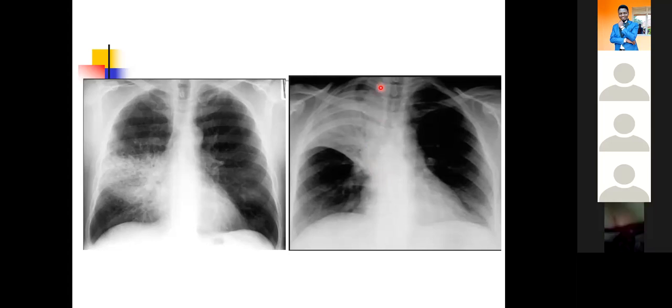Again, there is an opacity, this time in the upper zone. Before, it was in the mid zone on the right, but this time it is in the right upper zone. We can clearly see that it also has a silhouette sign with the superior mediastinal border on the right. But I want you to look deep within this area of opacity. Do you see that there are some black tubular structures or features within that area of opacity?